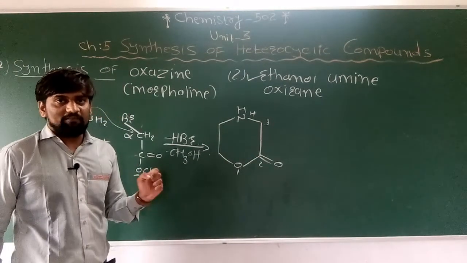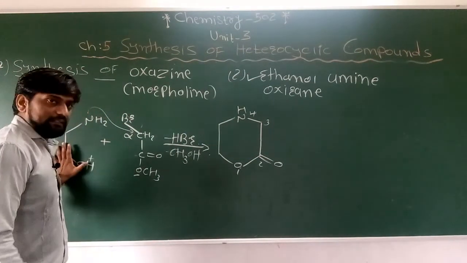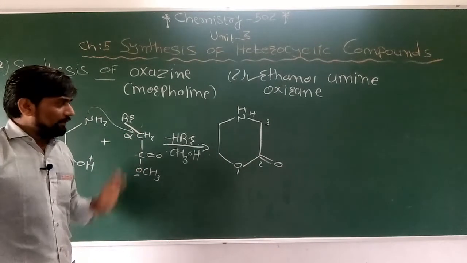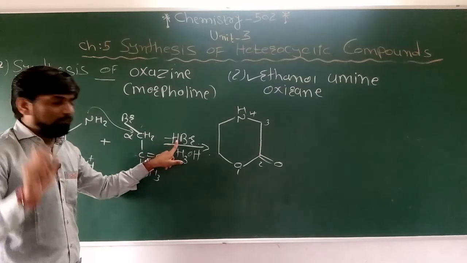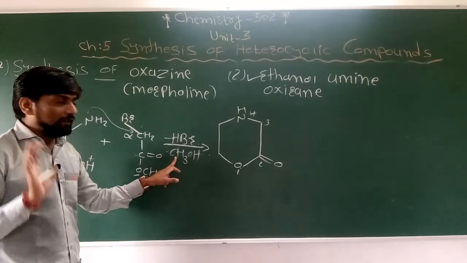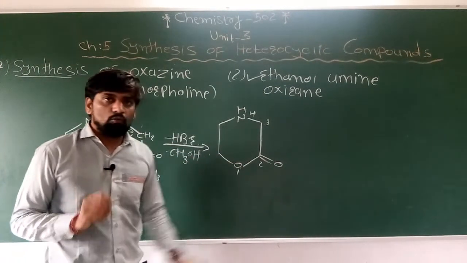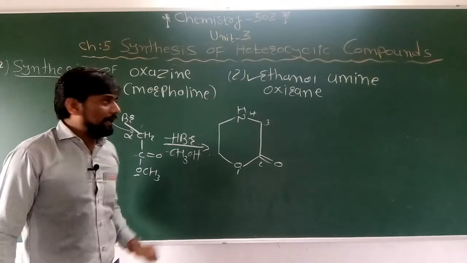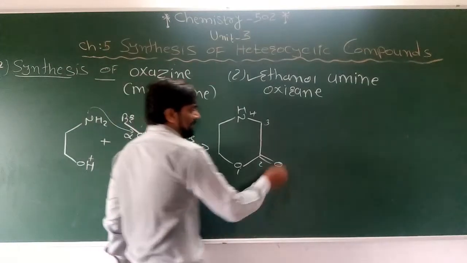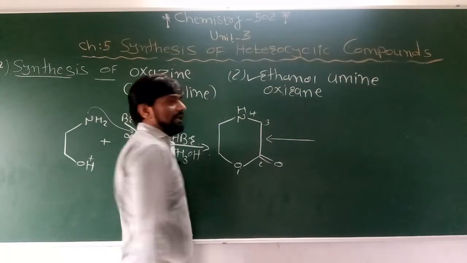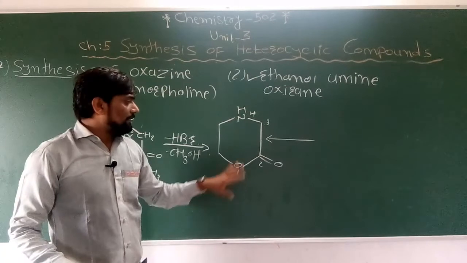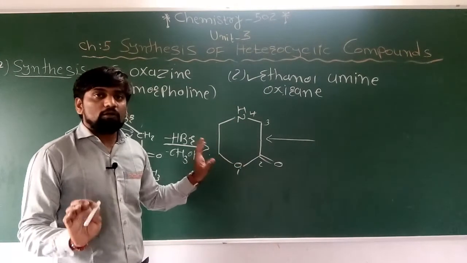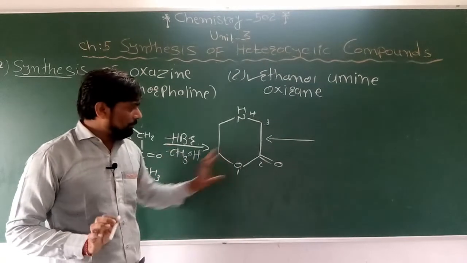So this is the derivative of morpholine from ethanolamine and methyl alpha bromo acetate. Whenever they react, 1 mole of HBr and 1 mole of methanol will be removed, and morpholin-2-one will be formed. So this is the first synthesis of morpholin-2-one from ethanolamine. Second synthesis is from oxirane. When it reacts, that type of morpholine derivative will also be formed.